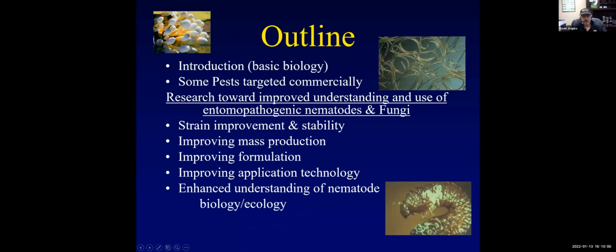So I'll give some basic biology on these organisms and then some of the pest targets that have been successful commercially. Then I want to spend the majority of the time really just talking about the research that we do to improve efficacy of these microbial control agents: improving the strain or the organism itself, improving mass production, formulation or application technology, and also trying to gain a better understanding of the basic biology and ecology of the organism. And in this case, the example will be again with the nematodes. And then we can leverage that knowledge to improve pest control down the line with that new knowledge that we have.